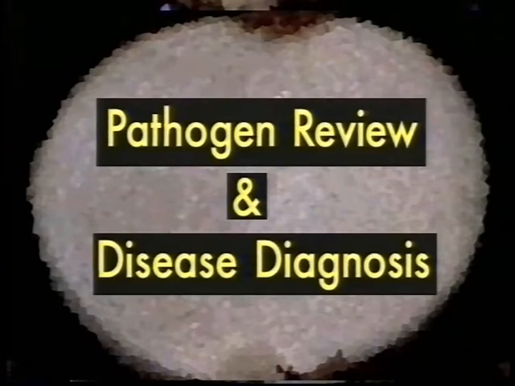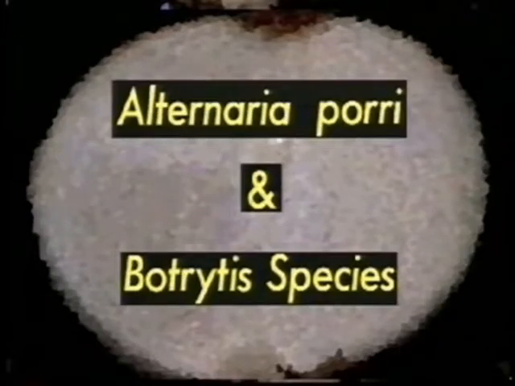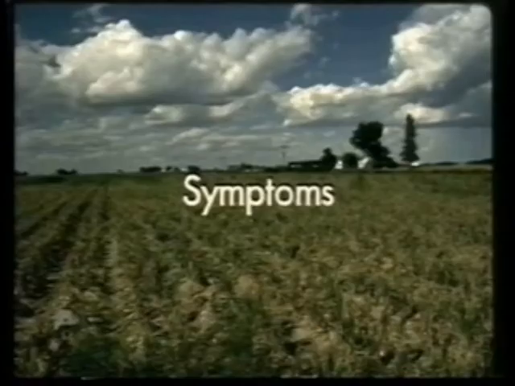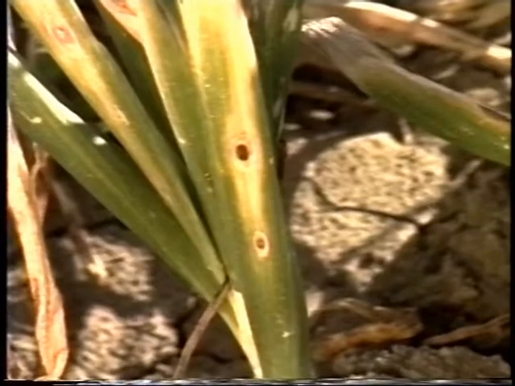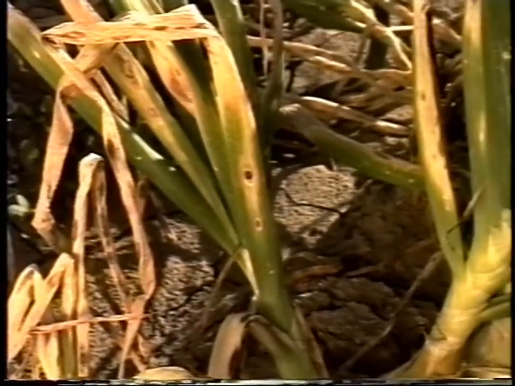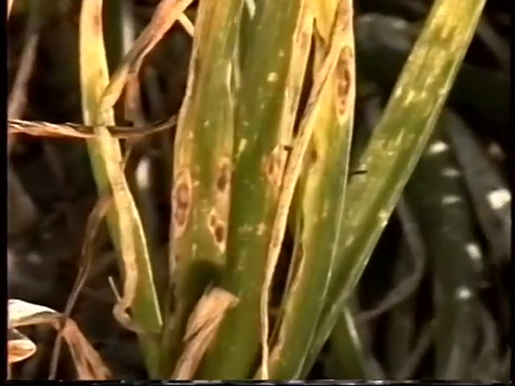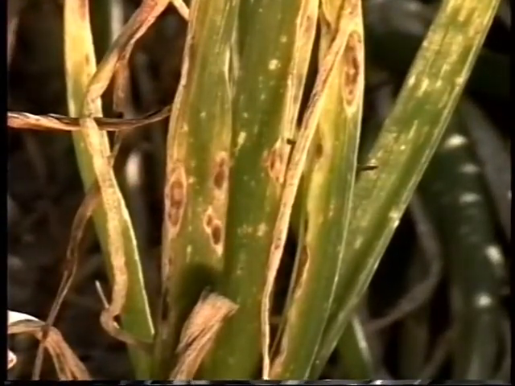Purple blotch is caused by the fungal pathogen Alternaria porri, while botrytis diseases are caused by various species of Botrytis. Let us review the range of symptoms and signs associated with outbreaks of these pathogens. Initial purple blotch lesions are small, oval, brown to purple, a half inch or less in diameter on leaves. These lesions gradually enlarge and become more elongated and darker in color.